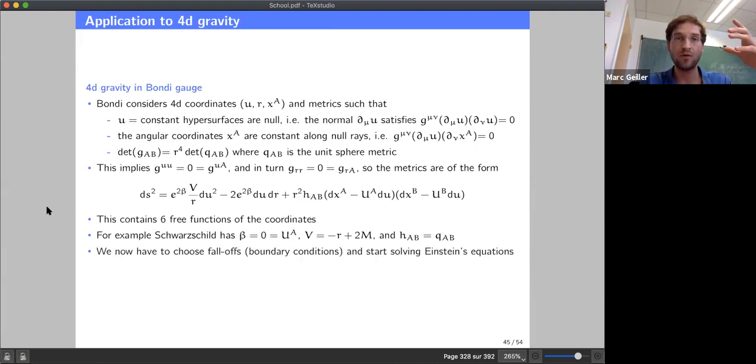Now to go further in this Bondi formalism, we have to of course allow for a more general family of solutions because we want more than just the Schwarzschild solution. So we have to start solving Einstein equations and see what type of fall-offs are imposed by the Einstein equations.